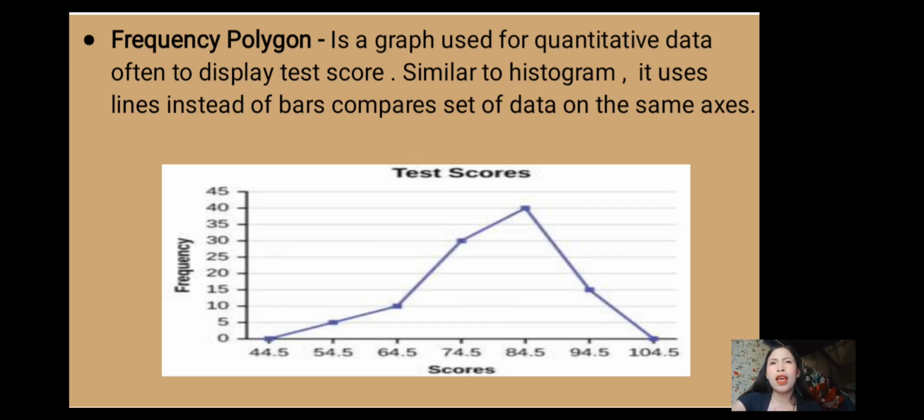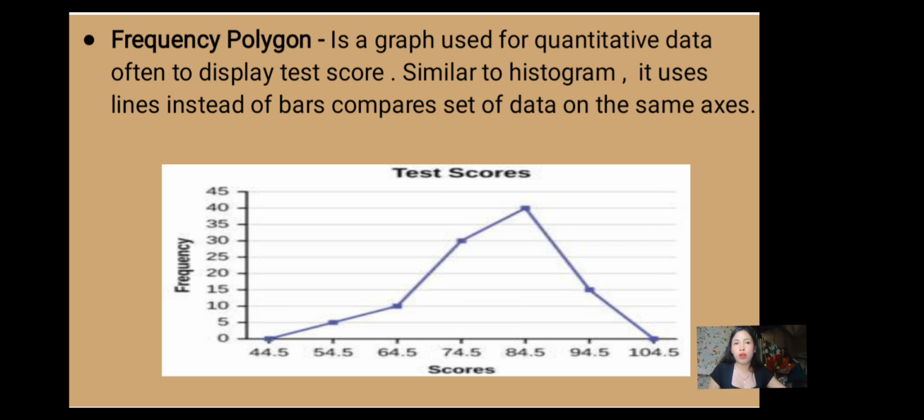frequency polygon. It is a graph used for quantitative data, often to display test scores. Similar to histogram, it uses lines instead of bars to compare sets of data on the same axis. So frequency polygon, it's similar to histogram. It uses lines instead of bars.